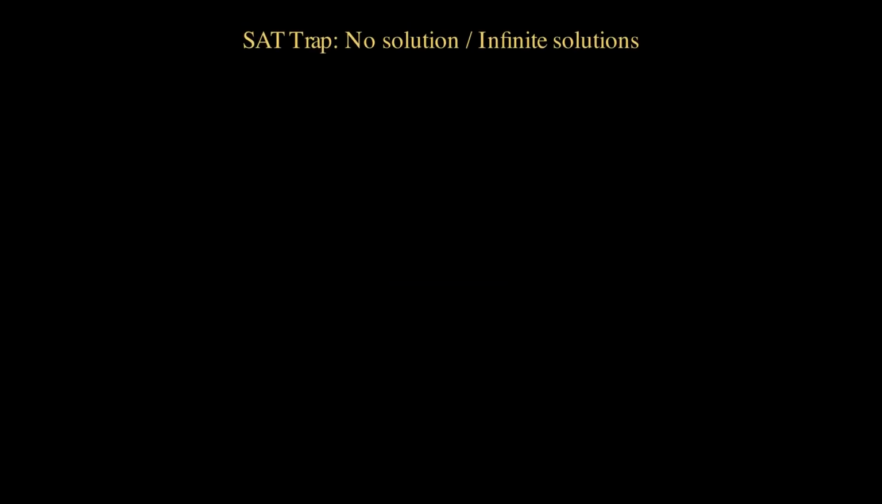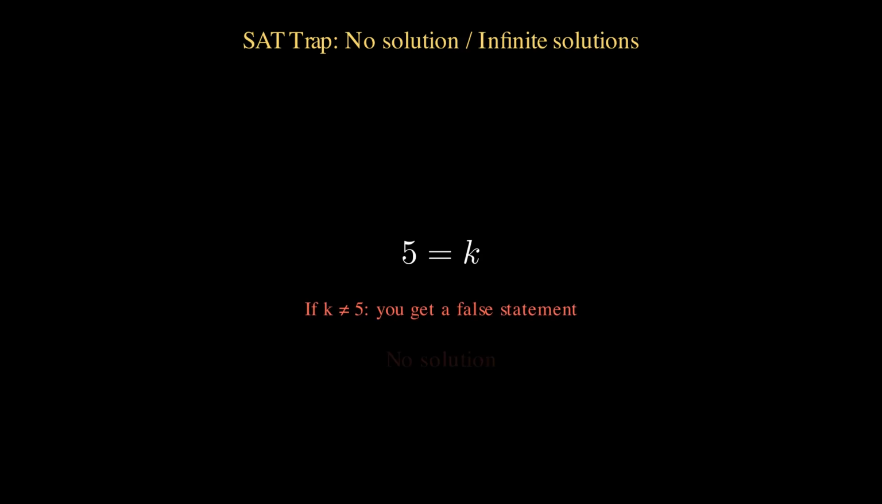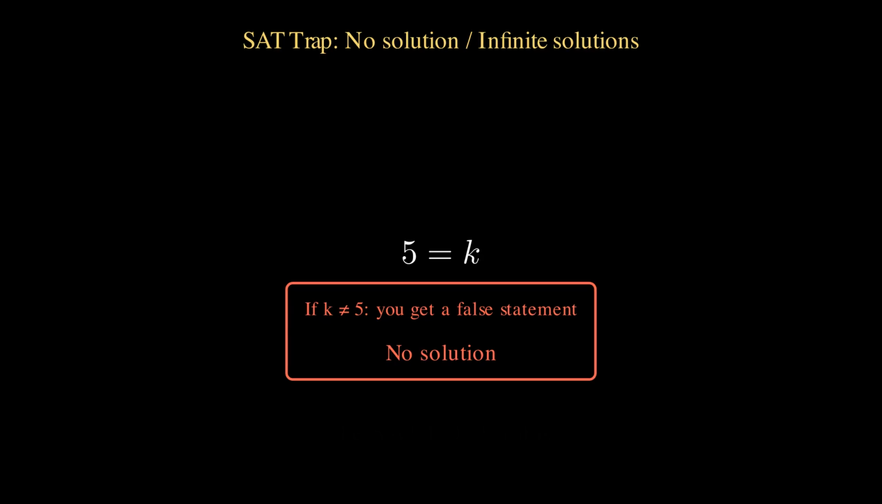Now the SAT trap. The equation 3ax plus 5 equals 3x plus k has no solution when k is any value except 5. Why? Because if you subtract 3x from both sides, you get 5 equals k. If k is 5, that's always true. Infinite solutions. If k is anything else, it's a contradiction. No solution. The SAT loves testing this concept.